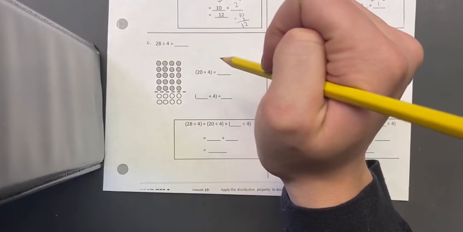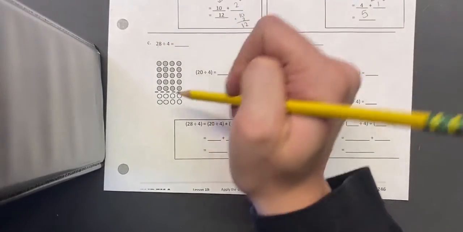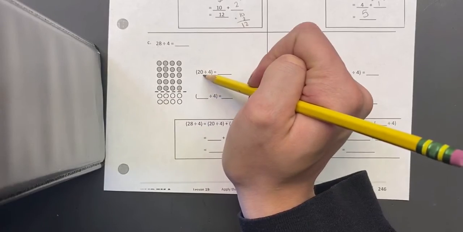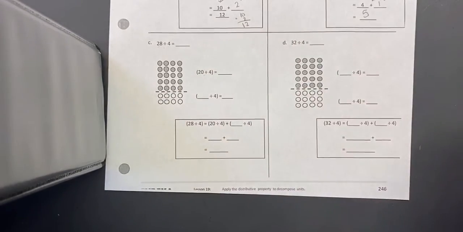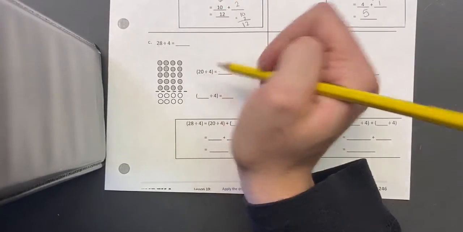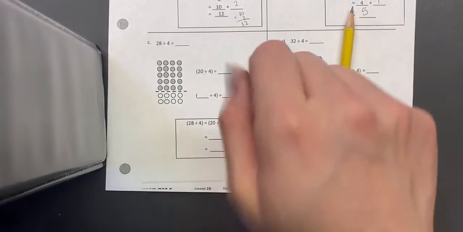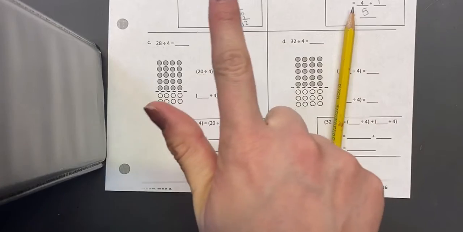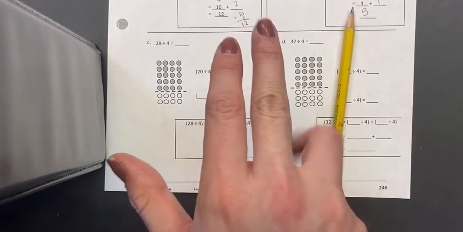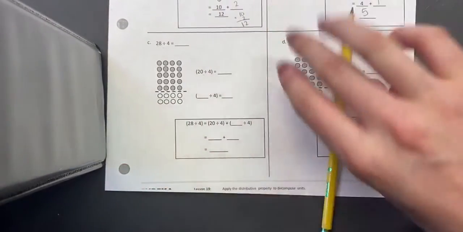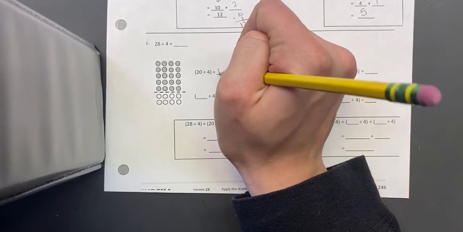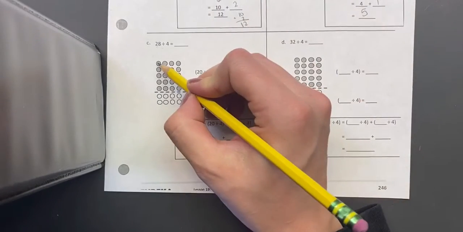So that's what we're solving for. So we divided it up right here into 20, which ends in a 0, so it's easier. 20 divided by 4. How many times do I have to count by 4 till I get to 20? 4, 8, 12, 16, 20.